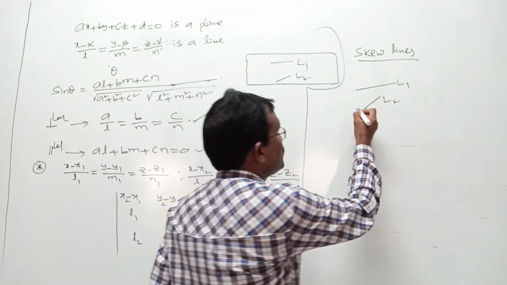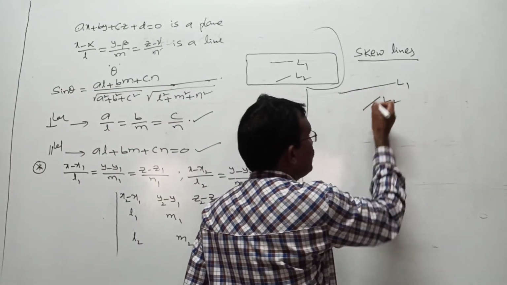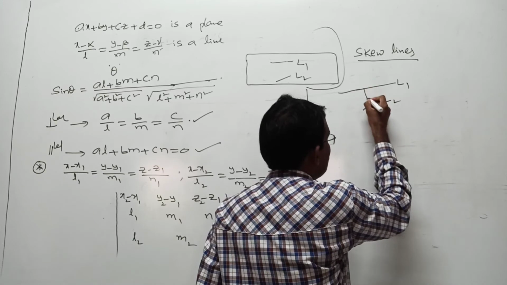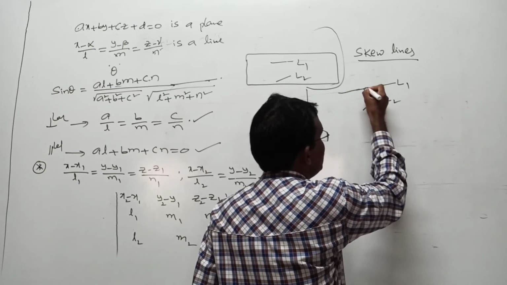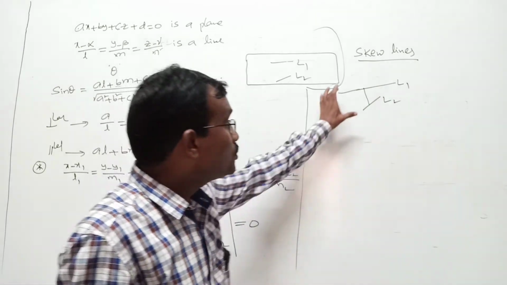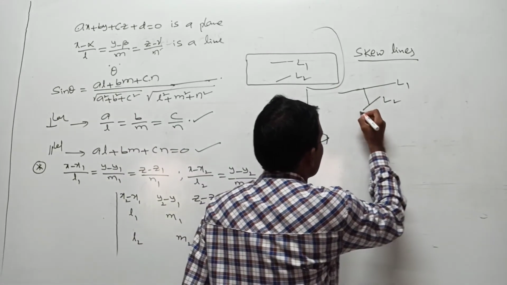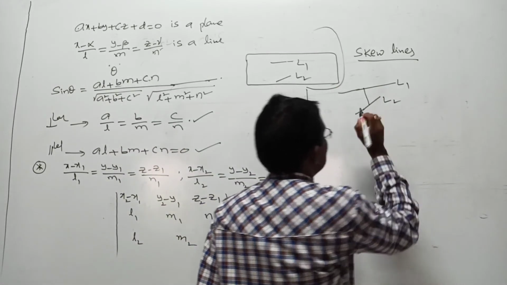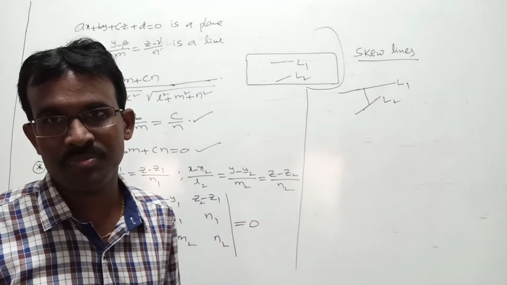I am taking this as a small line. The reason is that somewhere here it is crossed. This line is crossed here by this line. Right? Now these two lines are called skew lines.